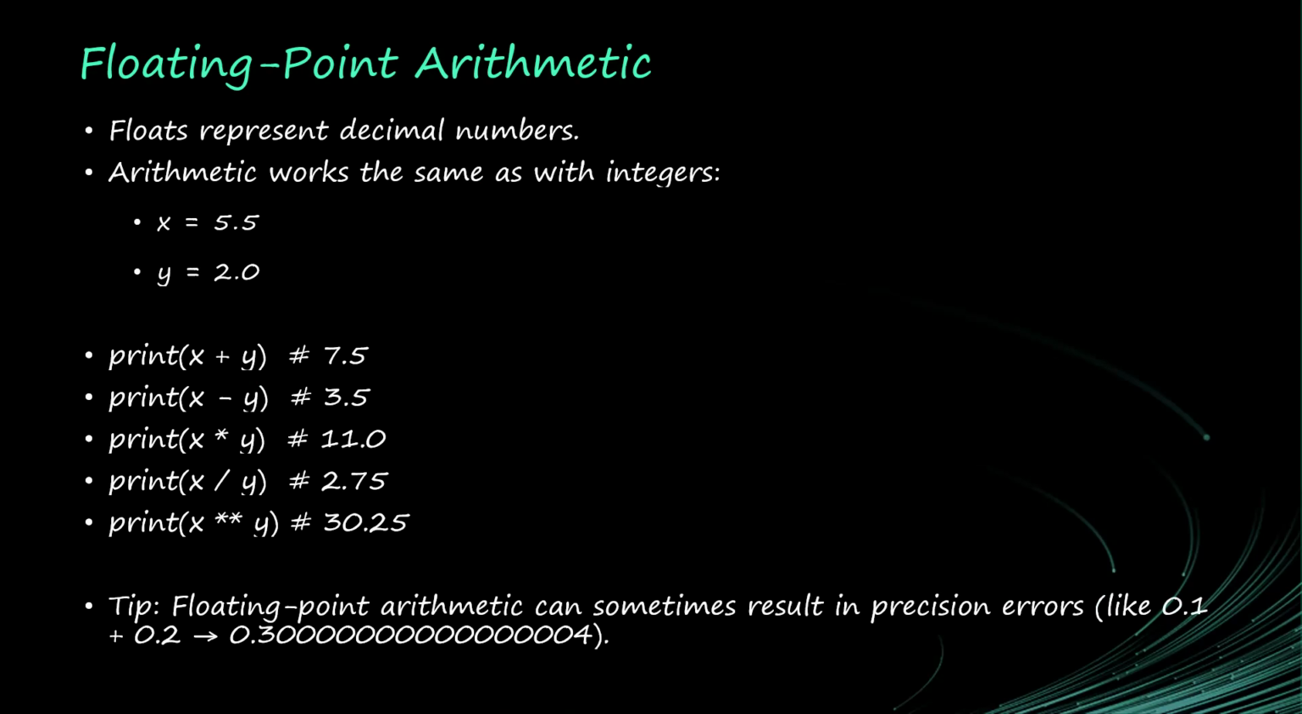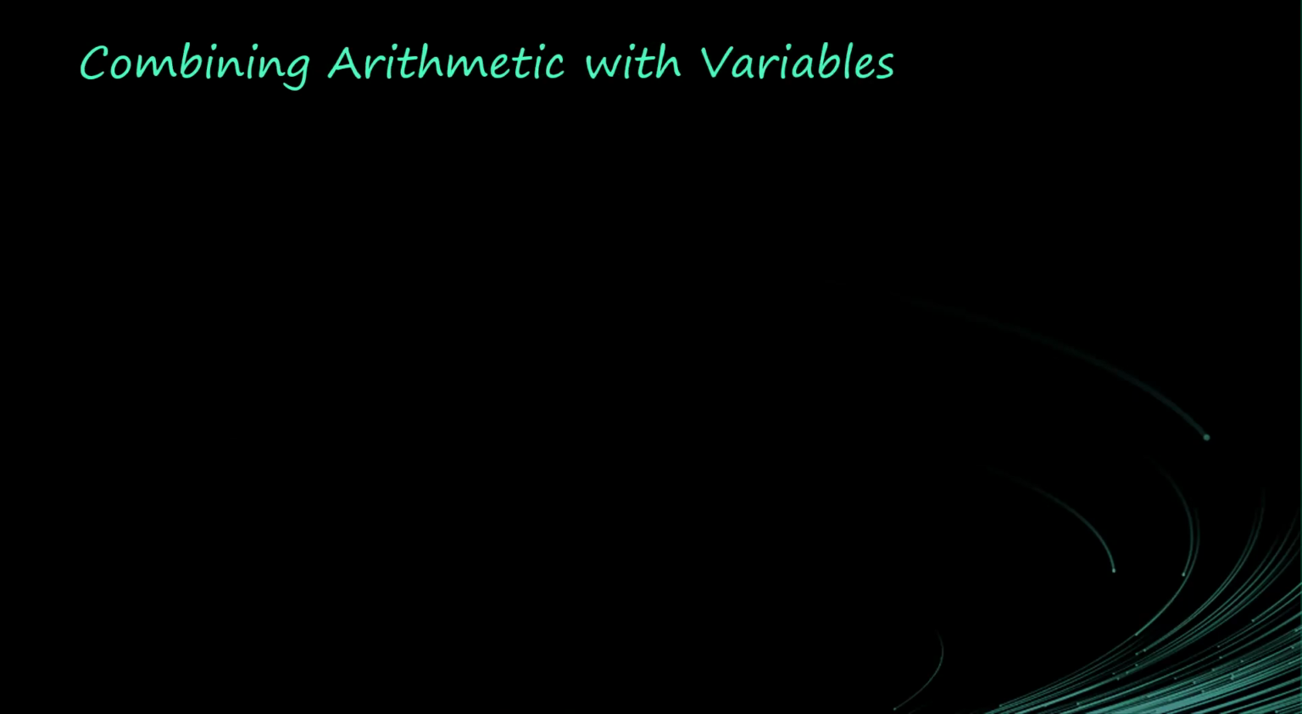Floating point arithmetic can sometimes result in precision errors. I cannot explain this at your level right now. When you're working with floating point, like decimal numbers, be very, very careful, because the result can be very confusing. Maybe if you study computer science, it might be explained there.